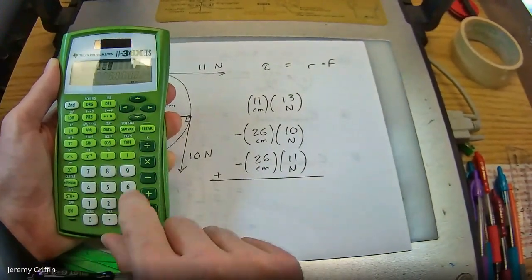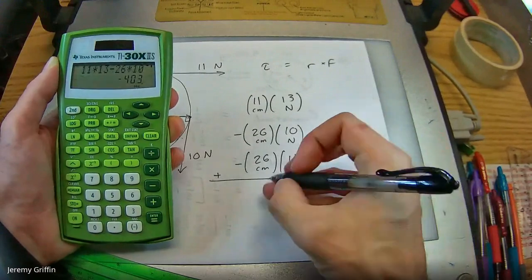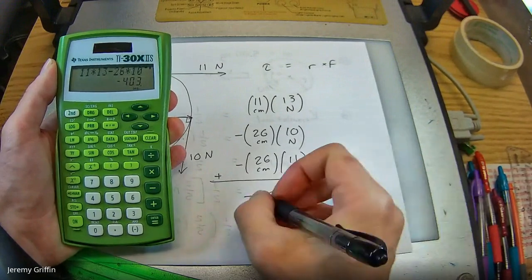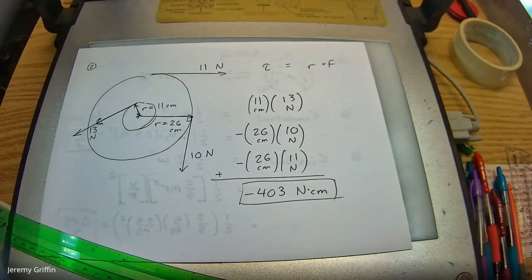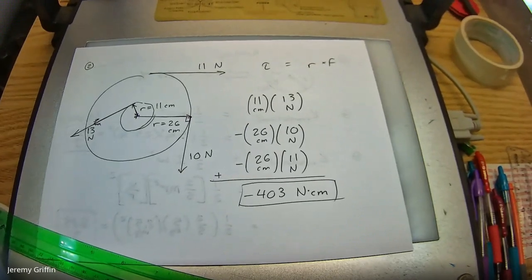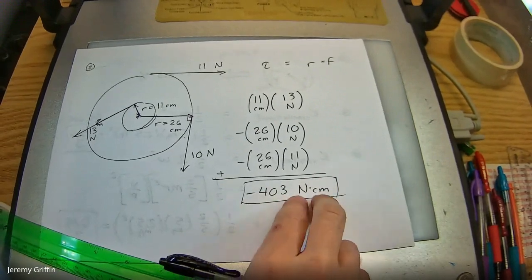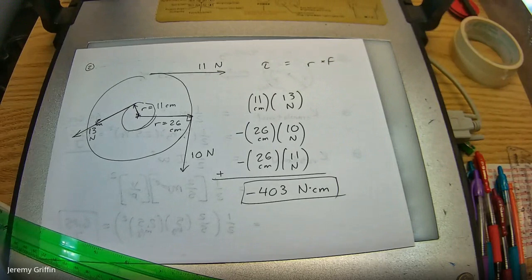So what is 11 times 13 minus 26 times 10 minus 26 times 11? I'm looking at negative 403, and that would be newton centimeters. We're going to have you guys do a torque lab sometime probably next week, and I'll have you measure all your forces in newtons and also your distances in centimeters. So you'll have torque units that are kind of like that, newton centimeters. Usually torque is in newton meters, the most likely unit you'd see on an AP exam. All right, so far.